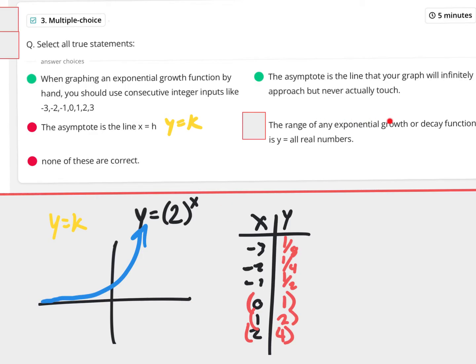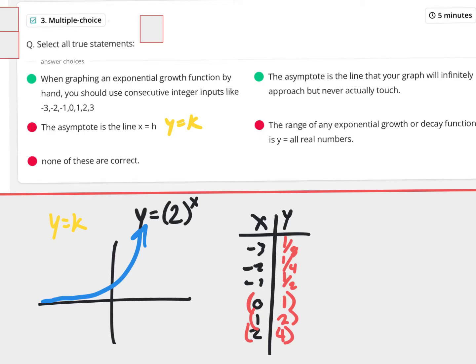So the range of any exponential growth or decay function is y equals all real numbers. That is false. What could be said to make this true? The range of any exponential growth or decay function is y is either above the k value or below the k value, right? That would make it a true statement. Anywho, those are your answers.